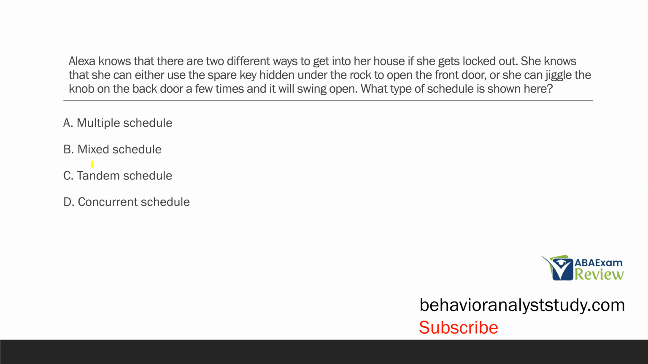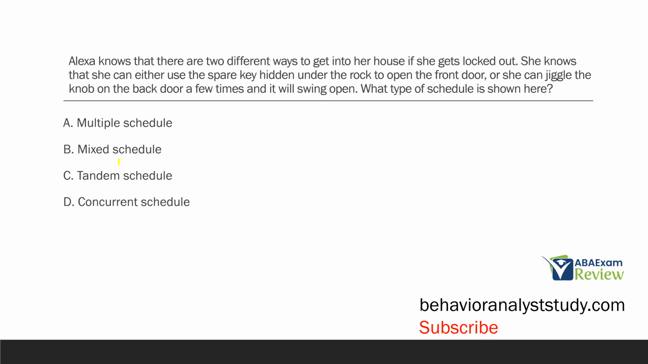Alexa knows that there are 2 different ways to get into her house if she gets locked out. She knows that she can either use the spare key hidden under the rock to open the front door, or she can jiggle the knob on the back door a few times and it will swing open. What type of schedule is shown here? So we've got a reinforcement schedule question.